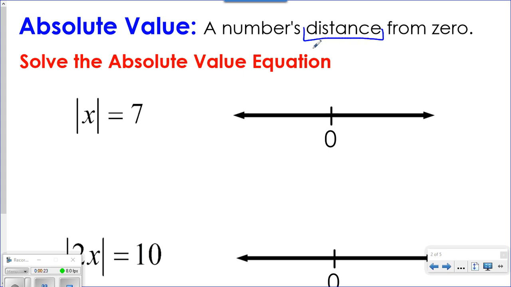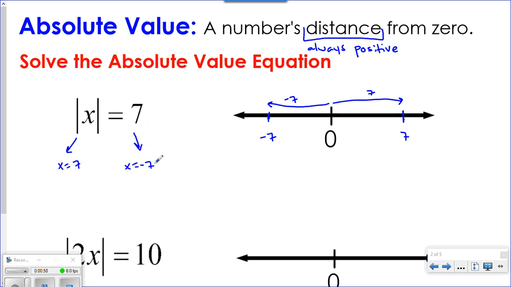And when we talk about distance, distance is always positive. So if we have a negative value inside absolute value, when I evaluate it, it's actually going to end up being positive. If I look at this very basic equation, we know that x is a number that is 7 steps from 0. So if I go 7 from 0 in the positive direction, we end up at positive 7. But if I go 7 from 0 in the negative direction, we end up at negative 7. So we could say that x is going to be positive 7, or x is going to be negative 7.